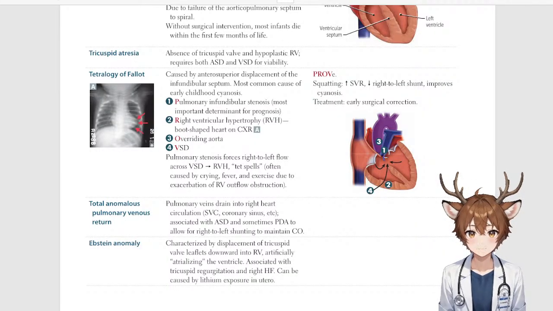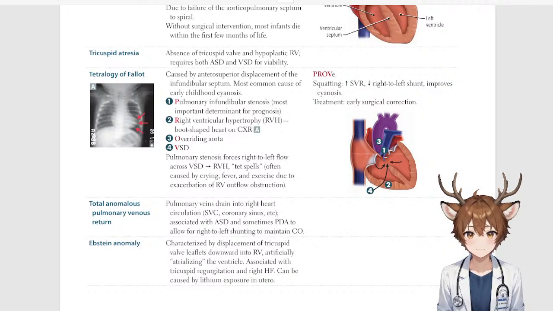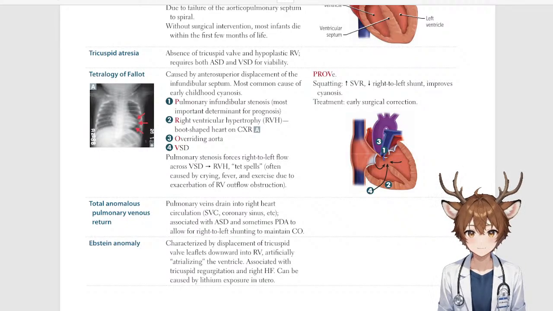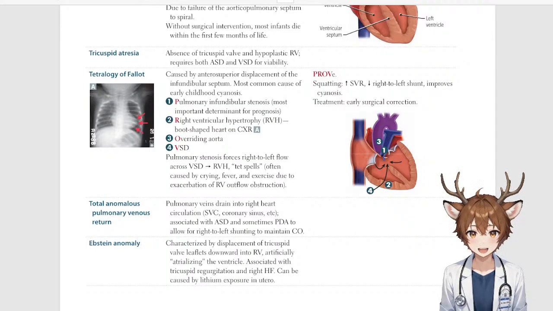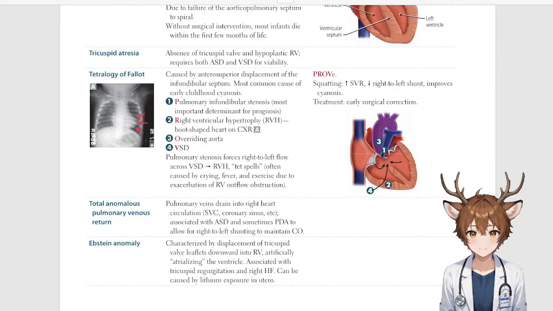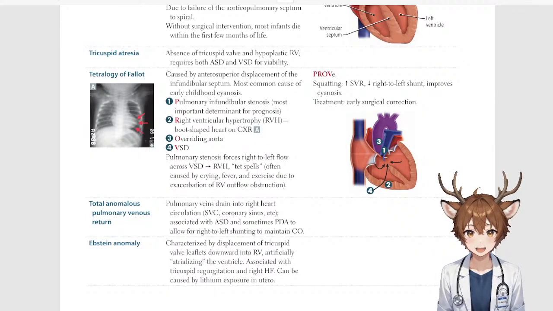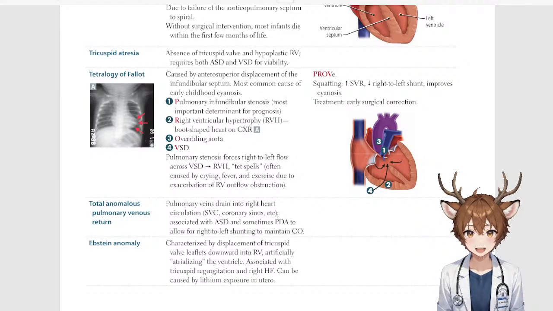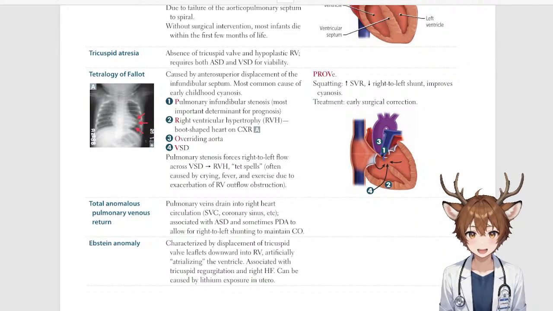SVR. What would that be? I want to make sure that I'm not saying this incorrectly. SVR medical abbreviation would be the systemic vascular resistance. Okay. So squatting increases the systemic vascular resistance, causes a decrease in right to left shunt, and improves cyanosis. Associated with 22q11 syndrome. So they're saying that this condition of tetralogy of Fallot is associated with this kind of syndrome, 22q11, which is a mutation.